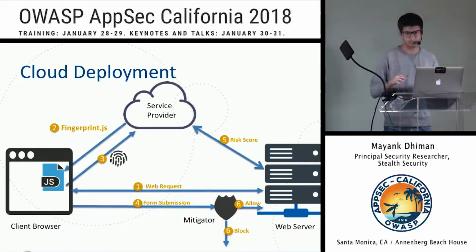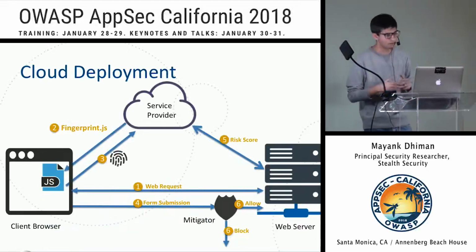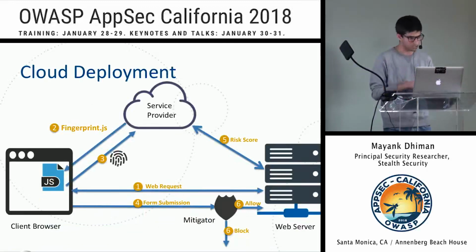So now, since I have defined these problems, let's go over how these solutions are actually deployed in the real world. So this is an architectural diagram of one of the common deployment models of some of these solutions. So on the right side, you have your web server. Think of it as a banking application, right? And on the left side, you have your client browser, which is trying to authenticate to the banking application. And you have the service provider, which is basically the fraud detection solution or the bot detection solution, right?